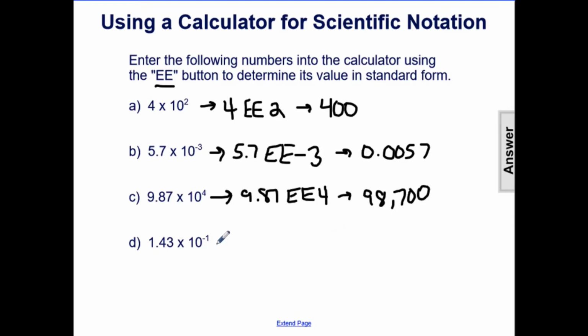And finally, D, you want to include your coefficient 1.43. Use your EE button and your exponent of negative 1, which should read on your screen as 0.143.